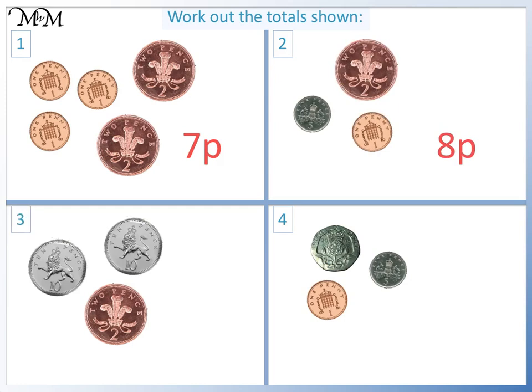Question 3. We have 10p, plus 10p makes 20p, plus 2p makes 22p. Question 4. We have 20p, plus 5p makes 25p, plus 1p makes 26p.